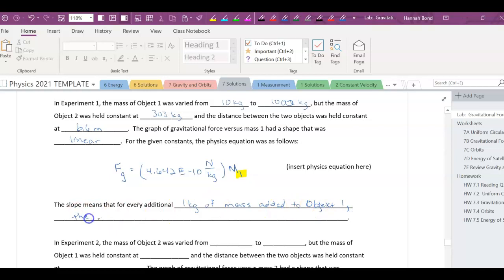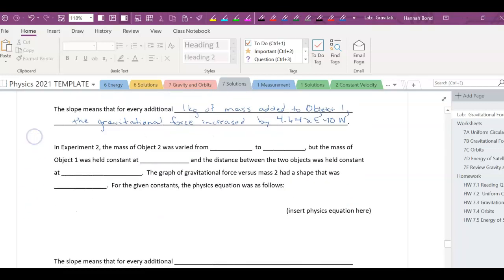And this slope means that for every additional 1 kilogram of mass added to object 1, the gravitational force increased by that 4.642 e to the negative 10th newtons. Okay, so you would do a similar summary for each one of the 3 experiments.